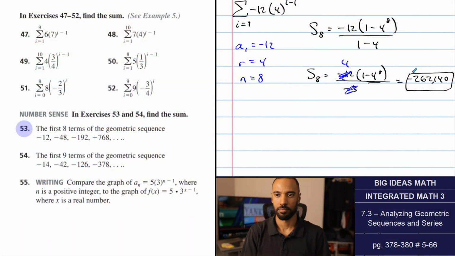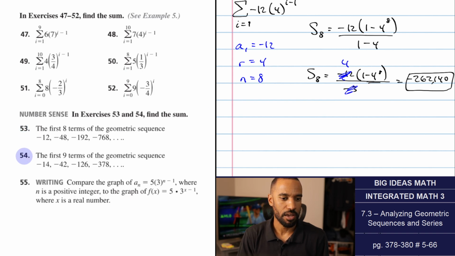You noticed all of our numbers were negative to begin with, and through this calculation, it looks like it'll become negative. I guess that number's not too big: negative 262,140 is my answer. There you are. Number 54, the first 9 terms of this sequence.